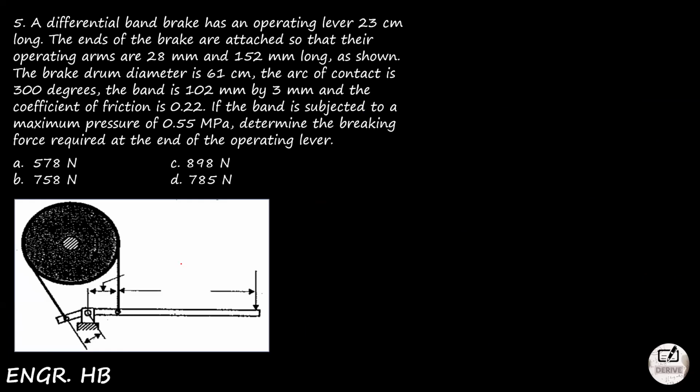So, differential band brake. A differential band brake has an operating lever 23 cm long. The ends of the brake are attached so that their operating arms are 28 and 150 millimeter long as shown. So may figure tayo dyan. The brake drum diameter is 61 cm. The arc of contact is 300 degrees. And the band is 102 by 3 mm. Coefficient of friction is 0.22 if the band is subjected to a maximum pressure 0.55 megapascals. Determine the braking force required at the end of the operating lever.